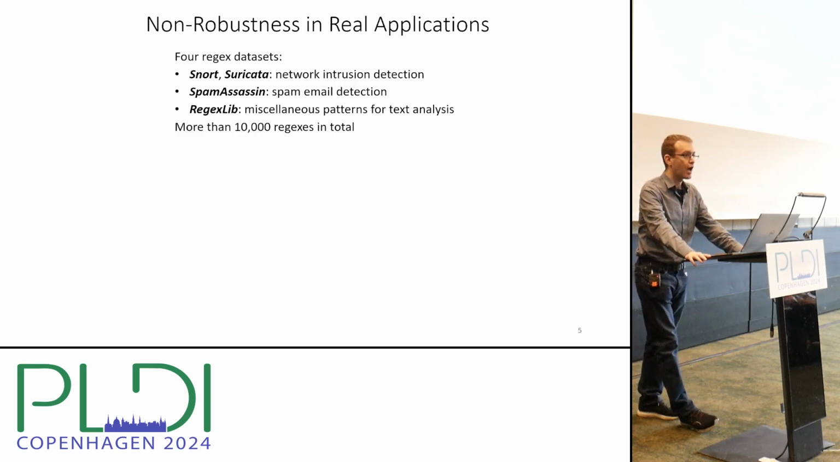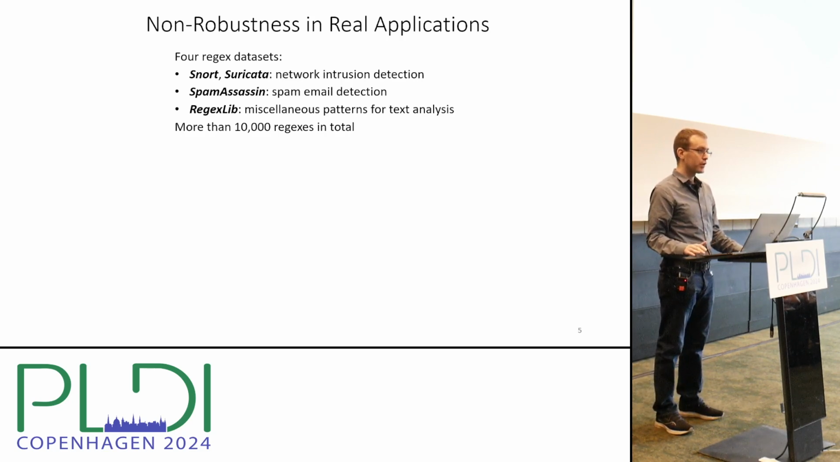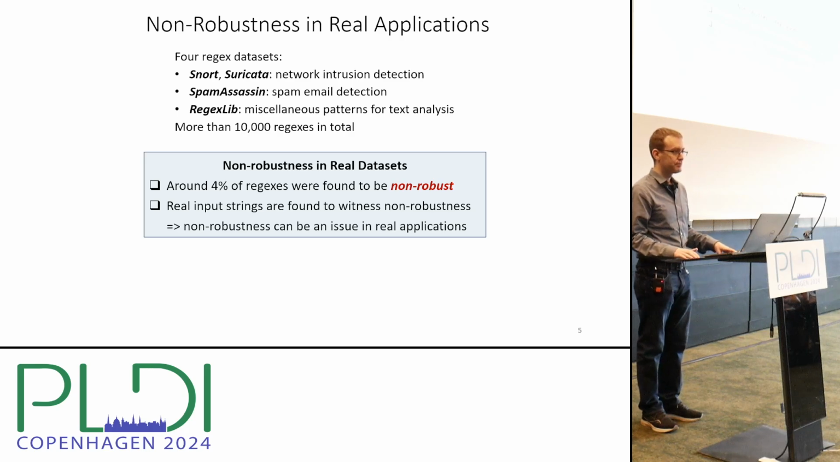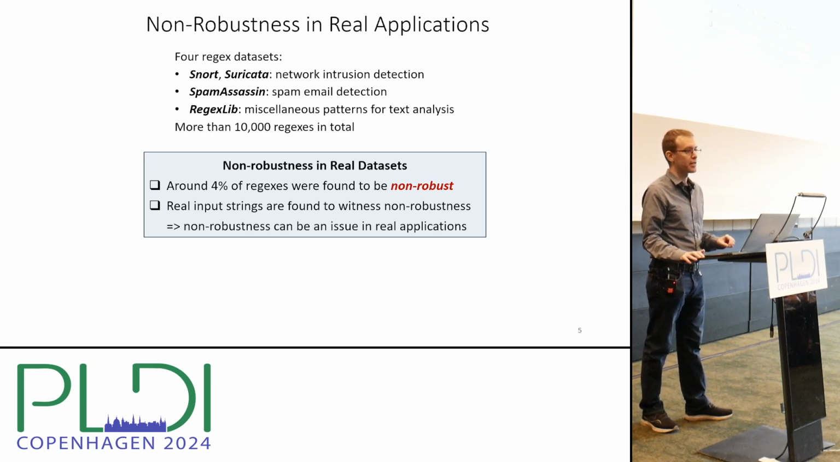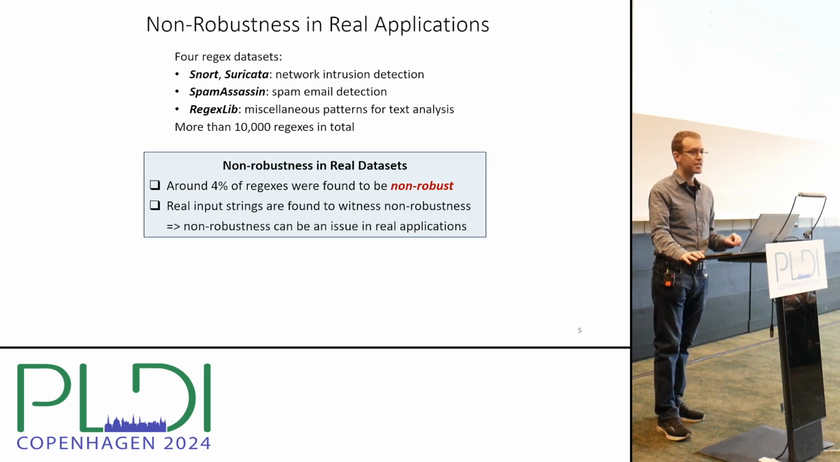So to see whether non-robustness is an issue in real applications of regular expressions, we have considered 4 datasets that in total contain 10,000 regular expressions. Here are the main observations that we made. About 4% of the regular expressions in these datasets are non-robust. Additionally, we saw that real input strings witness this non-robustness. This means that non-robustness is not just a theoretical problem, it is indeed an issue that arises in real applications of regular expressions.